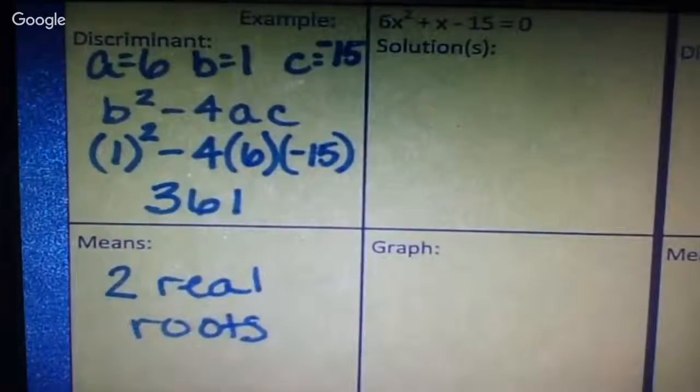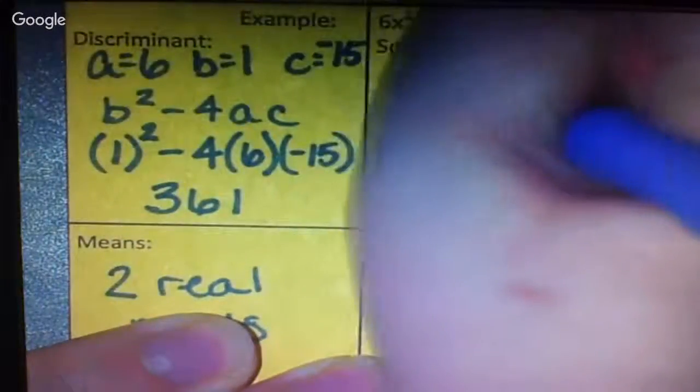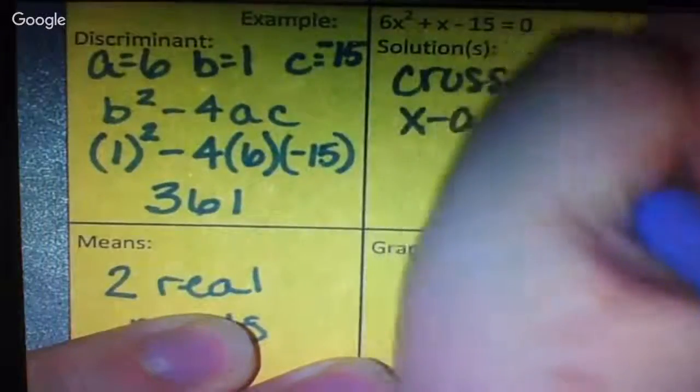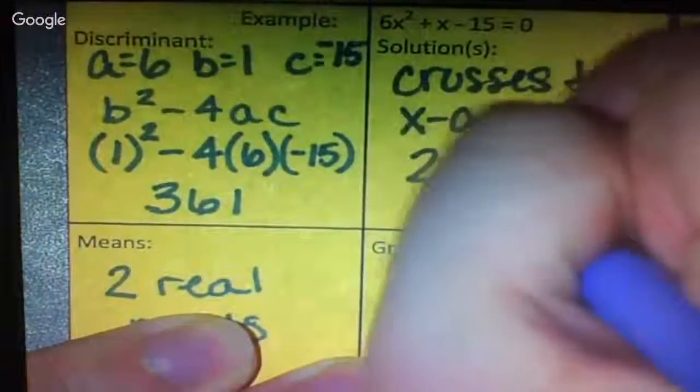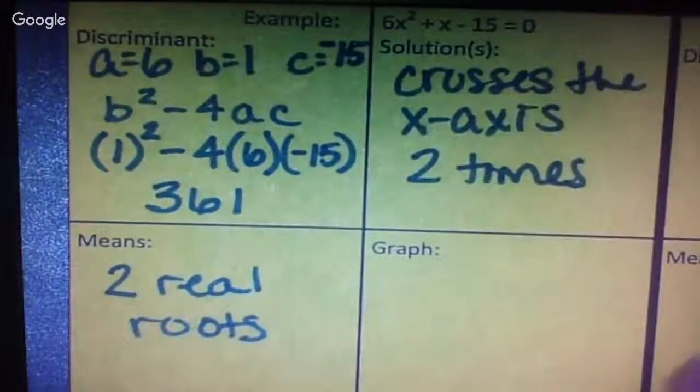Okay, so I don't want to deal with what the solutions are right now. Just know that this crosses the x-axis 2 times. Okay, we'll worry about actually getting those solutions tomorrow when we actually get into the quadratic formula. All I want you to be able to do today is look at an equation, use your discriminant, and tell me it crosses twice, it crosses once, or it never crosses. That's all I want you to concentrate on today.